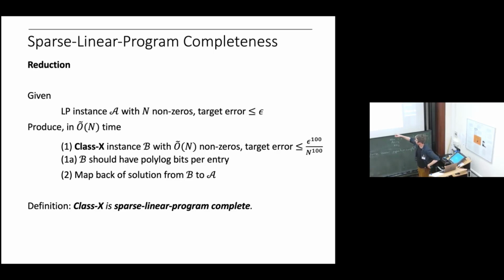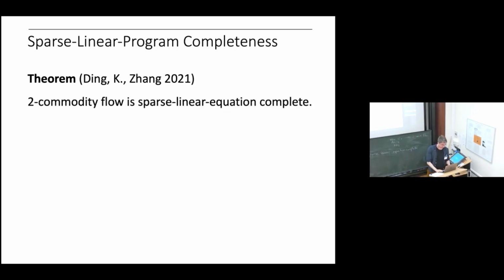They're log capital N, but they're also actually, log of the norm of the matrix, you can think of it as. And so the only reason that that's okay is that we assumed polylog bits per entry, because that means that the norm of the matrix is polynomially bounded. Okay, so now we can rephrase our theorem as two-commodity flow is sparse linear equation complete.